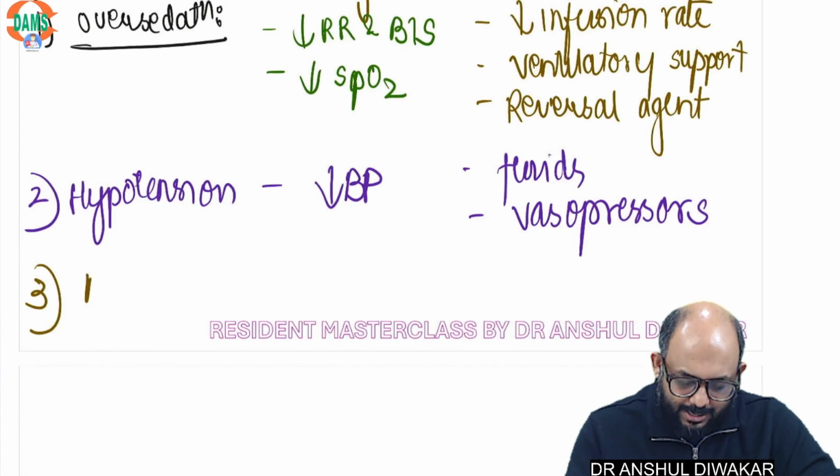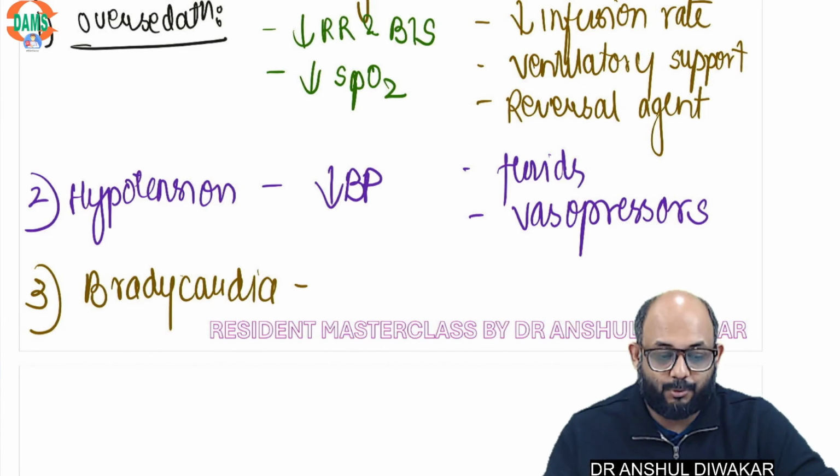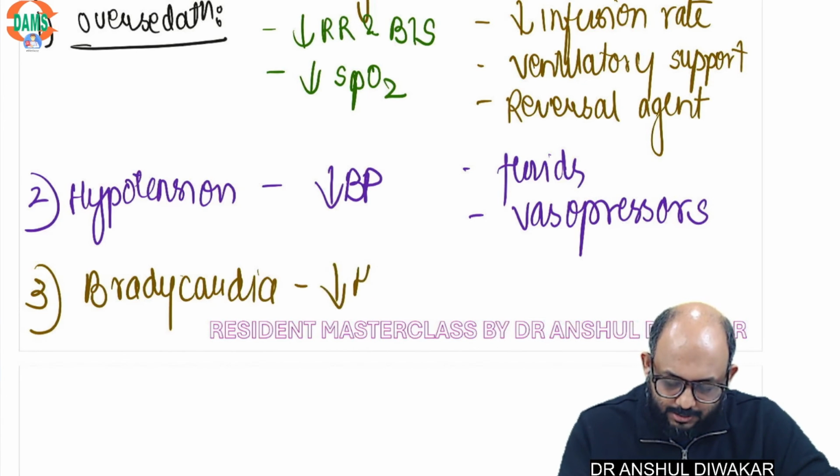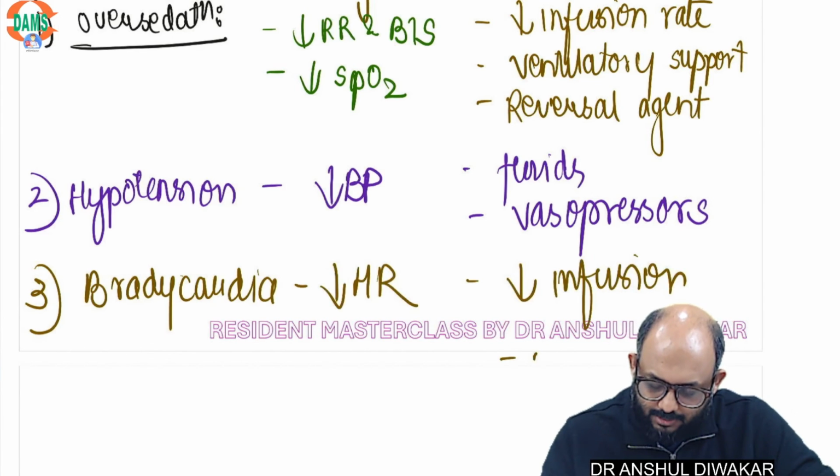Then you will have bradycardia, especially with propofol. You see intense bradycardia, which can also be a sign of propofol infusion syndrome. Decrease in heart rate, decrease infusion rates, and you can give IV atropine.